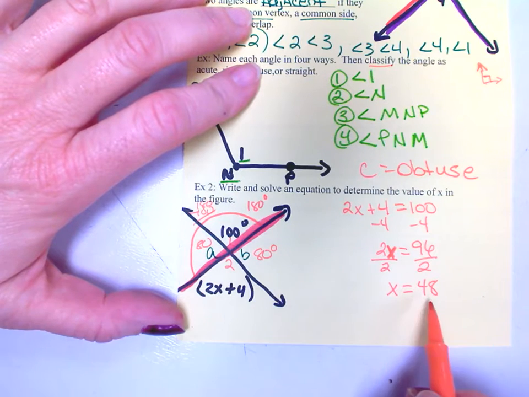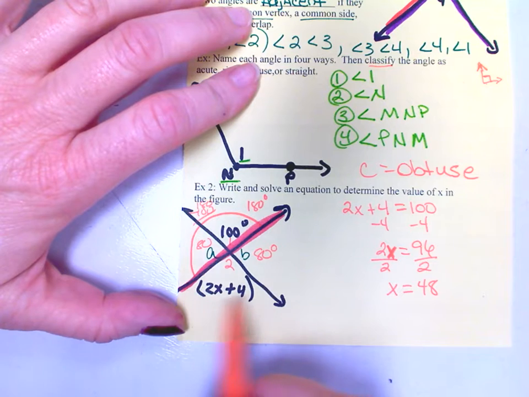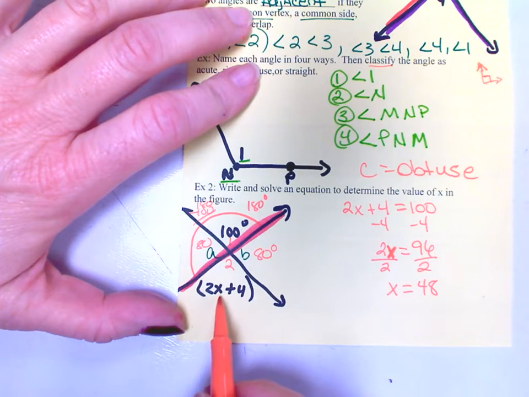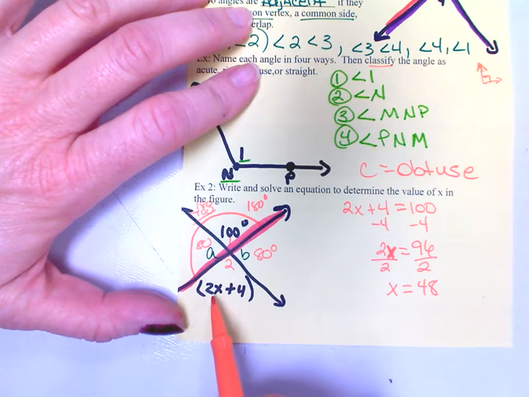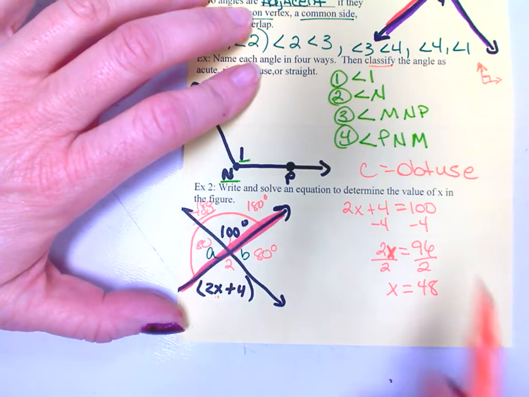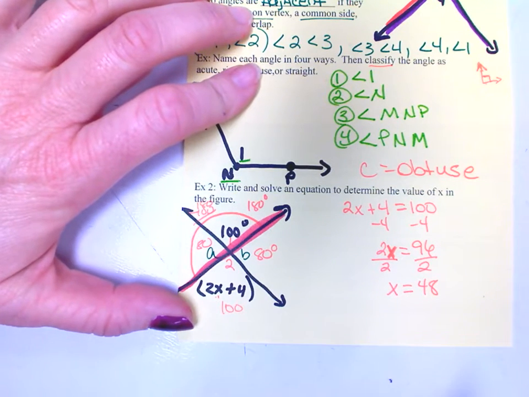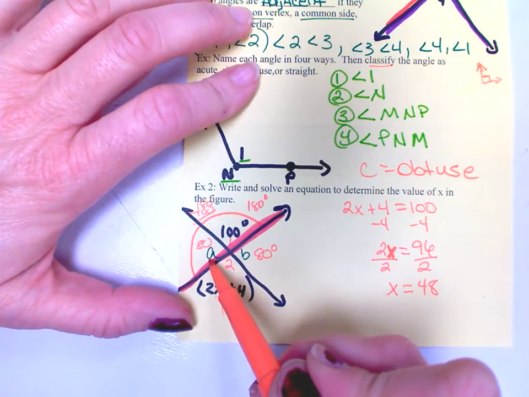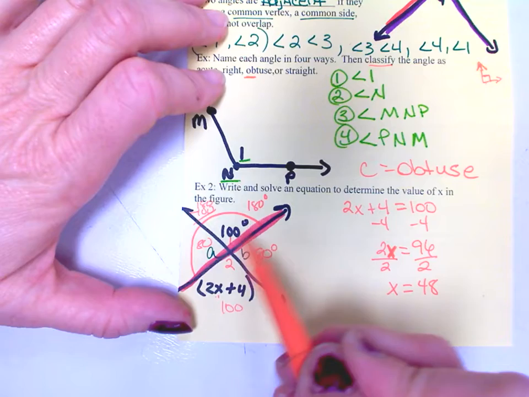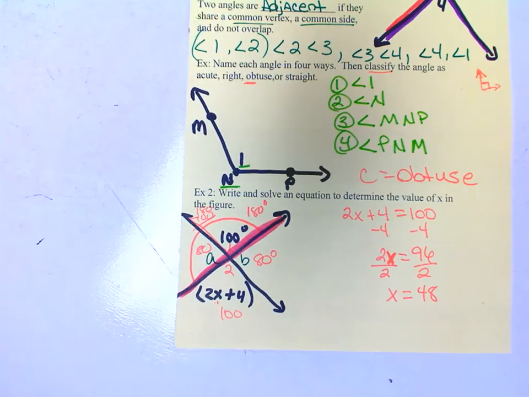And we know x is 48. x is not the measure of this angle. To find the measurement of the angle, you have to put 48 into the x. Okay, but it just asks to solve for x. But we know the measurement's got to equal 100. So this side's got to equal 100. Adjacent angles would be angle 1 and angle A. Those are adjacent. They share a same side. Okay, let's look at your homework.